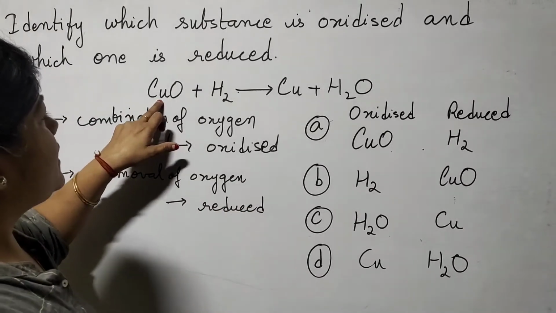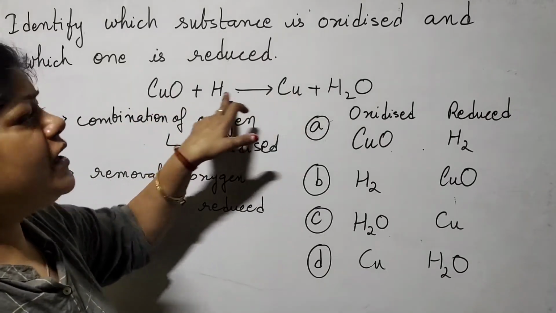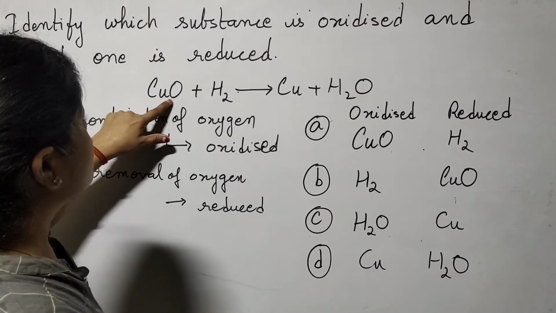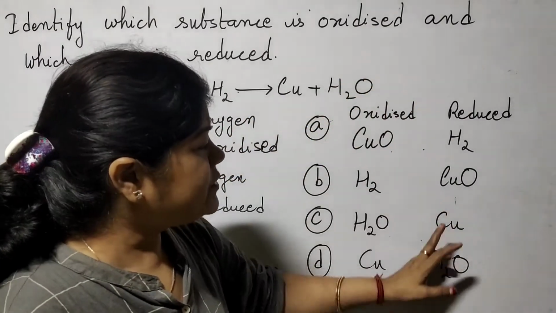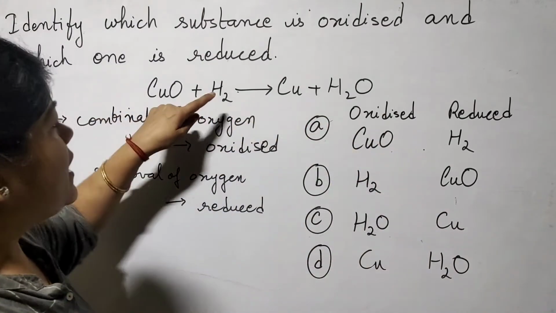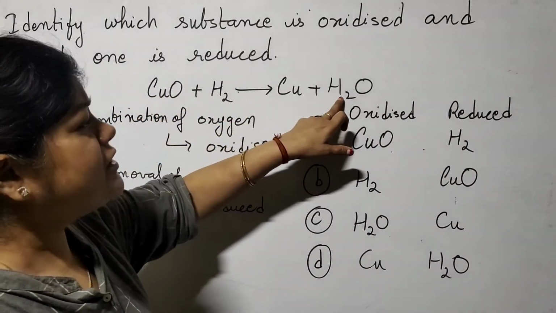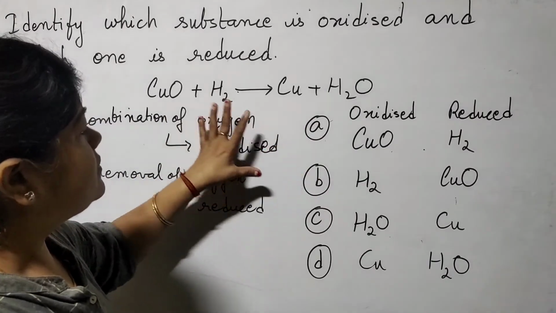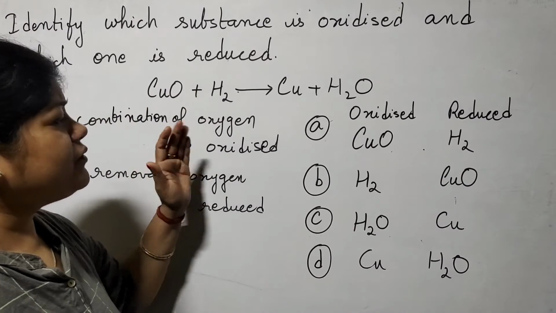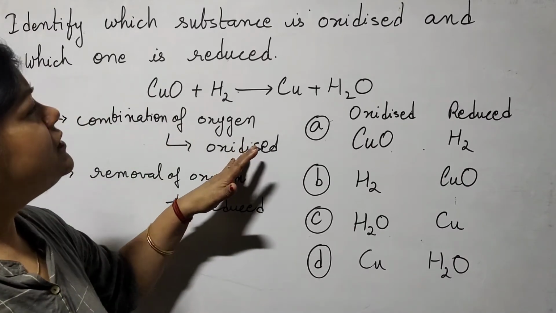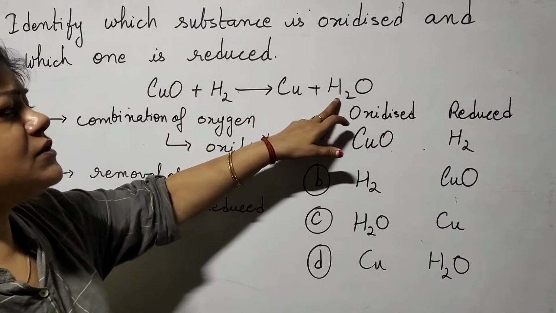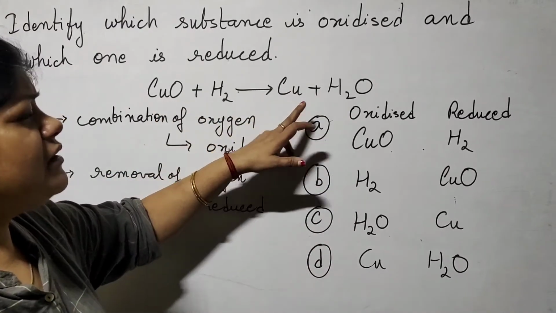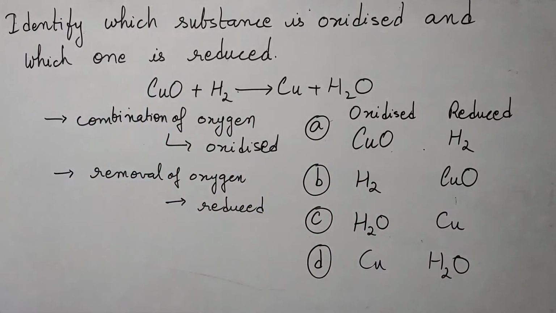Now in copper oxide, oxygen is removed from copper and we get only copper. So copper oxide is reduced. So in the options we have copper oxide is reduced, and in case of hydrogen there is addition of oxygen, so hydrogen is oxidized. मतलब जिसमें ऑक्सीजन जुड़ जाता है उसे हम ऑक्सीडाइज्ड कहते हैं. तो यहाँ हाइड्रोजन में ऑक्सीजन जुड़ रहा है तो हाइड्रोजन ऑक्सीडाइज्ड हो गया, और कॉपर ऑक्साइड से ऑक्सीजन निकल रहा है तो कॉपर ऑक्साइड रेड्यूस हो गया.